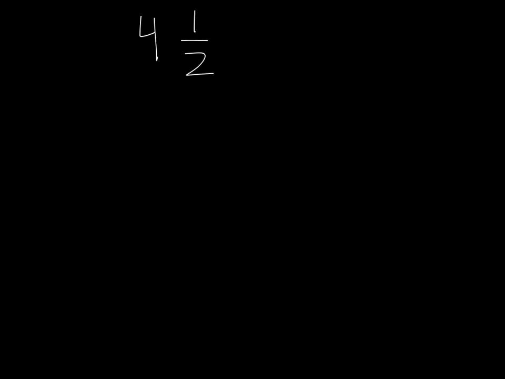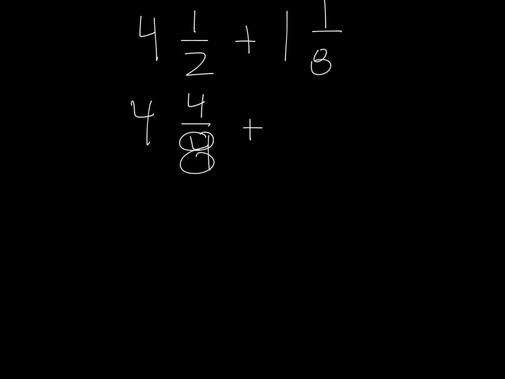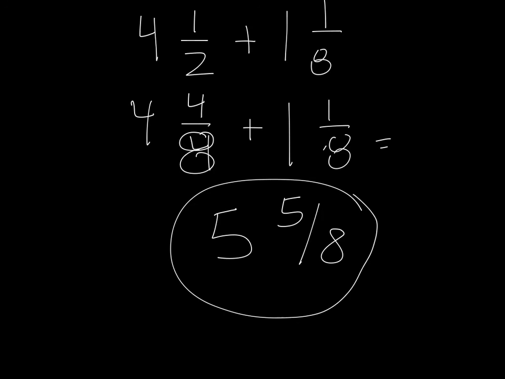4 1/2 plus 1 1/8. And when adding fractions, I need to find a common denominator, which I can see as 8. So this is going to be 4 4/8. Oh, that's a 4. Plus 1 1/8, which gives me 5 5/8 as my final number.